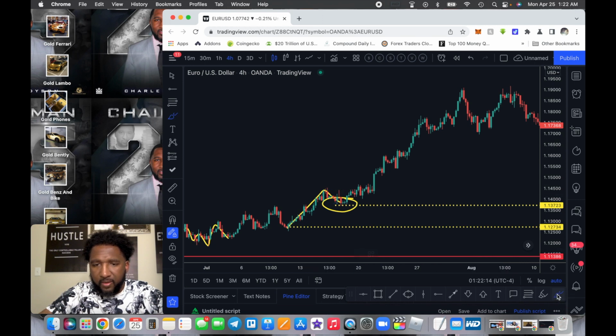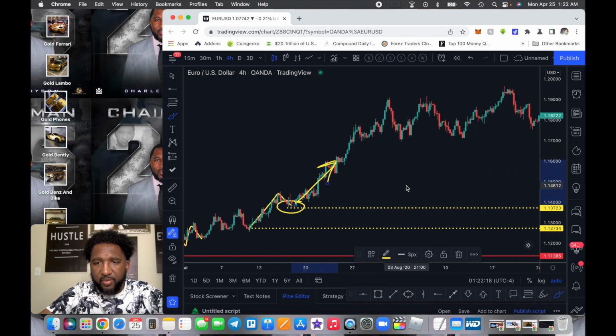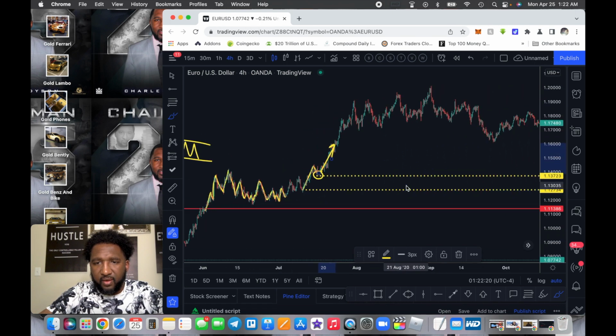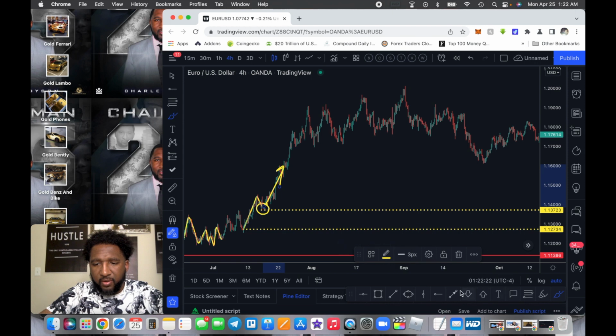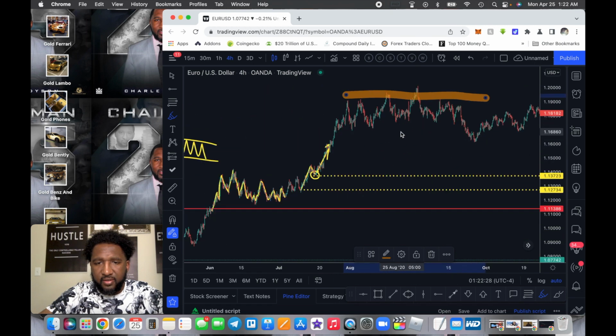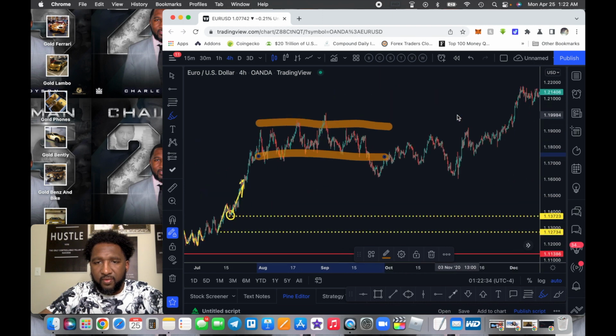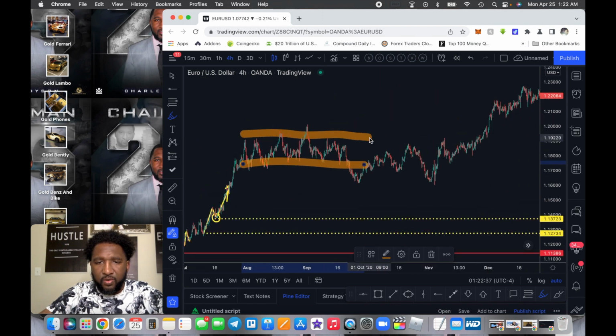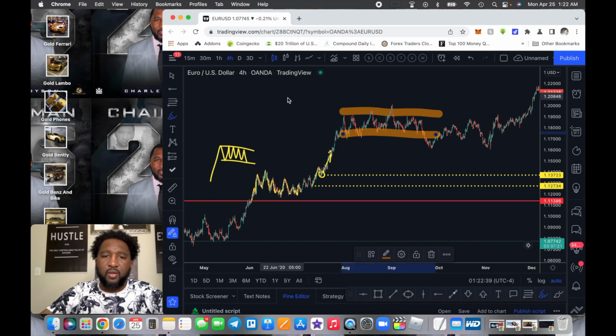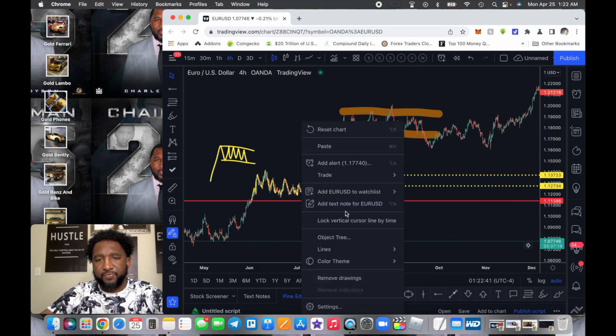So the market continues up, up, up, until it gets to a point where the market does not want to go higher than that area, right? Consolidation, and it's got to break out one way or another, right? Over and over and over again. And that's how the market moves.